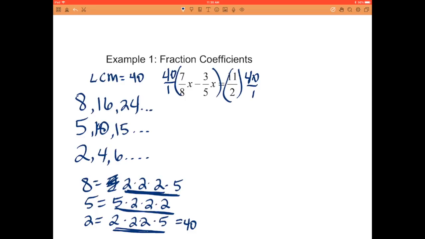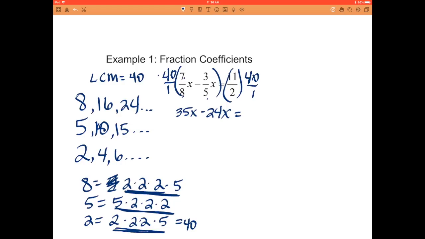So what we could think about is doing 40 divided by 8 first, and then multiply that by the numerator. So 40 divided by 8 would be 5. 5 times 7 will be 35, and then we'll have the x with it there still. So for the next one, we could do 40 divided by 5. That would give us 8, and then we'll multiply that by 3, and get negative 24x.